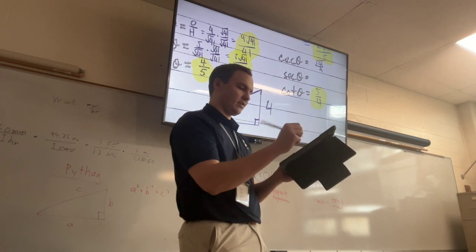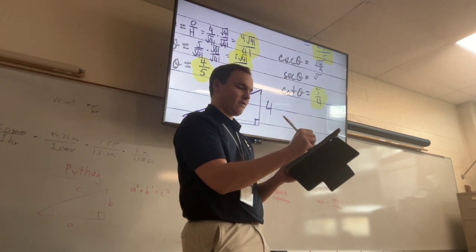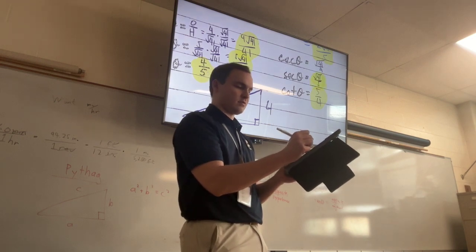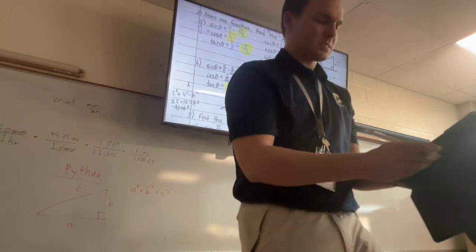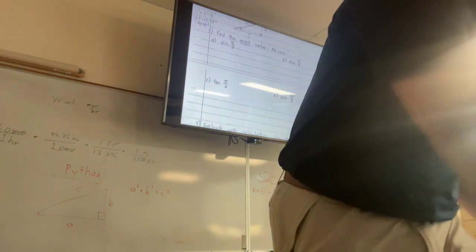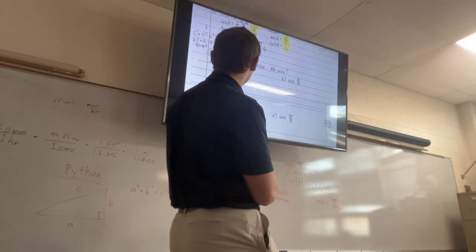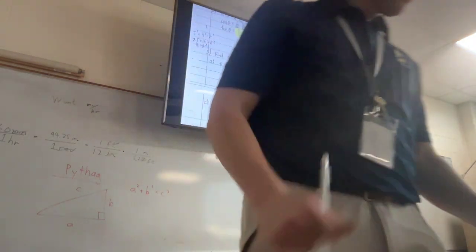Secant is what? Root 41 over 5, yeah. Okay. All right. Cool stuff.